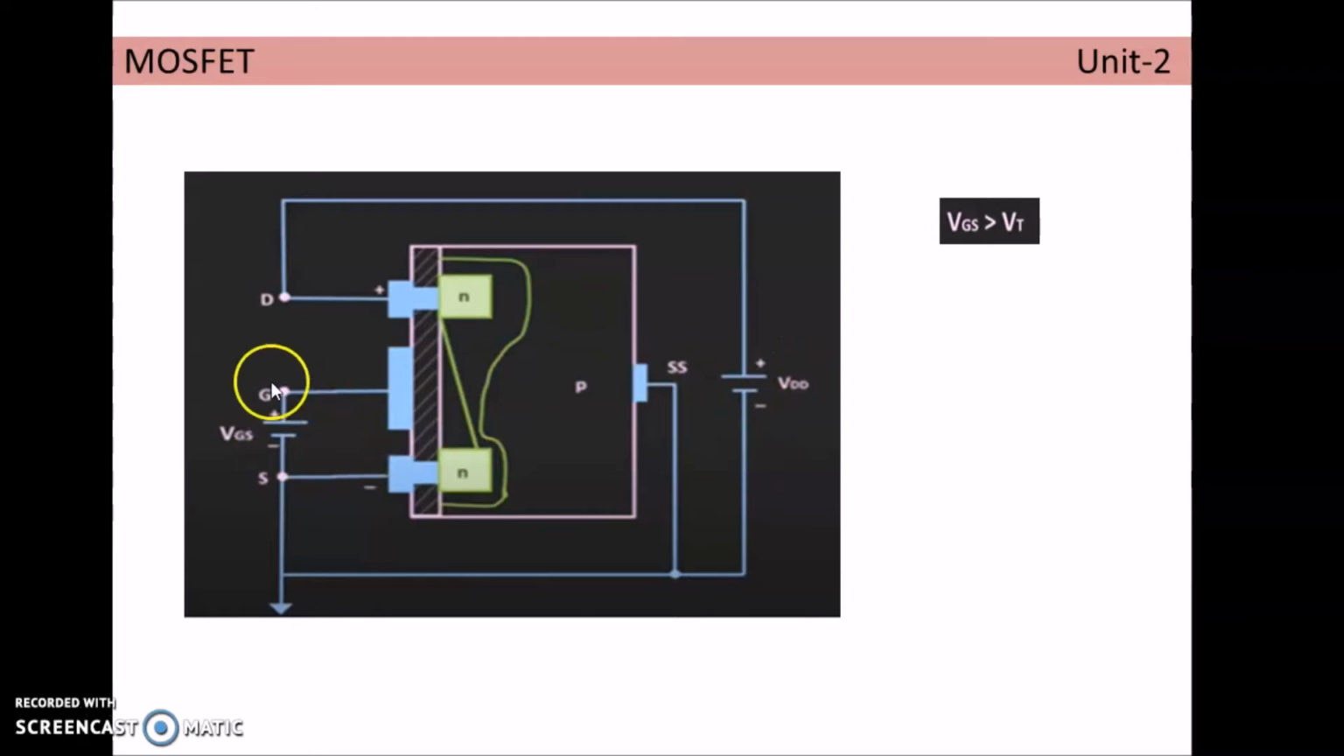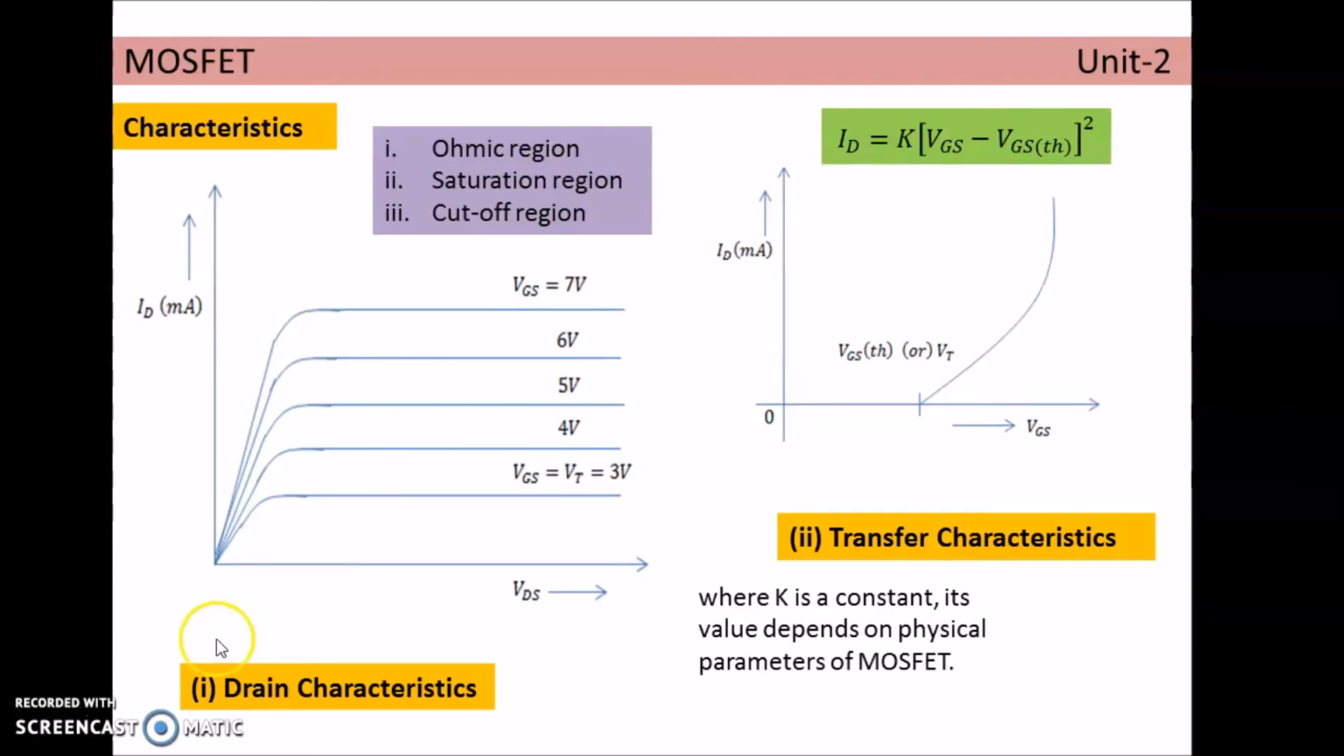Now if I am increasing the value of VGS again and again, the channel formation keeps on increasing, and as a result the drain current increases. But if I am increasing the value of VDS, the drain current attains a saturation value. This can be observed in the characteristic curves like this.